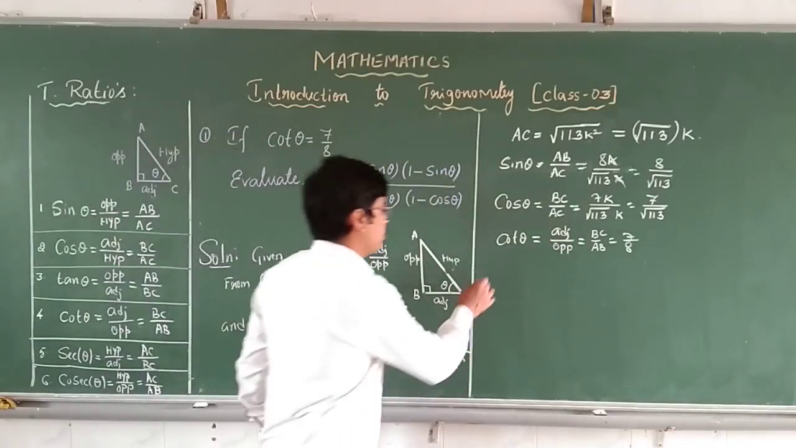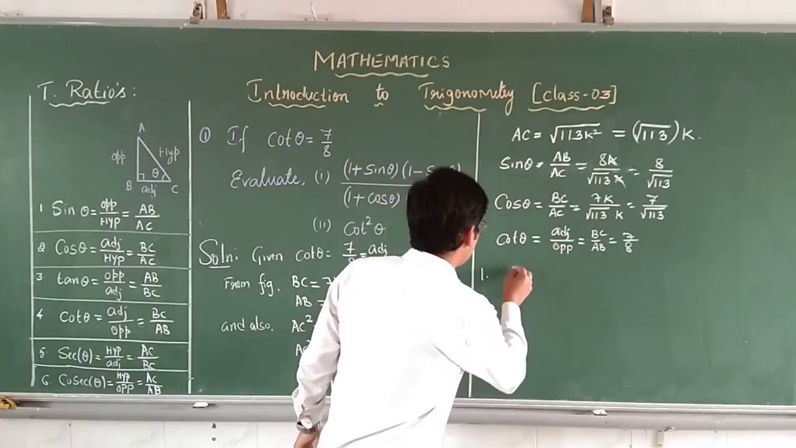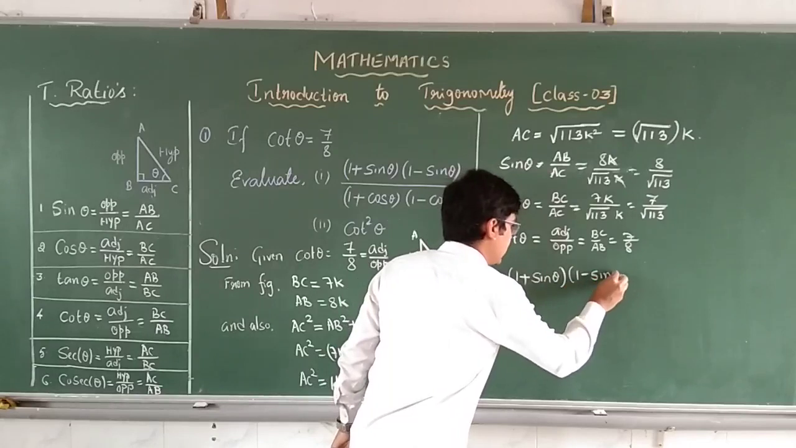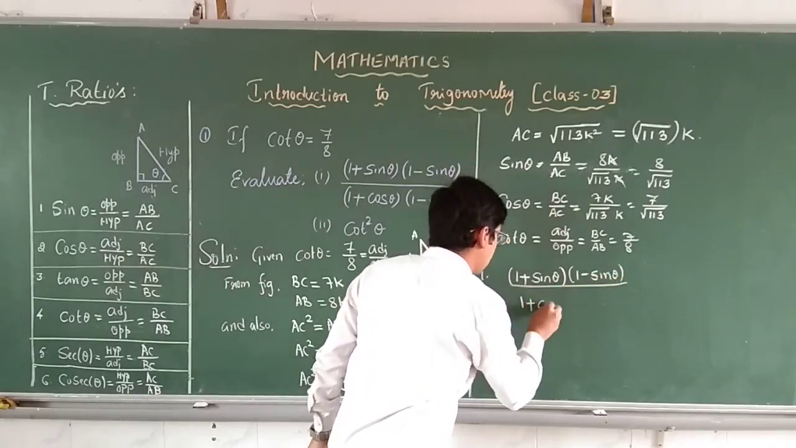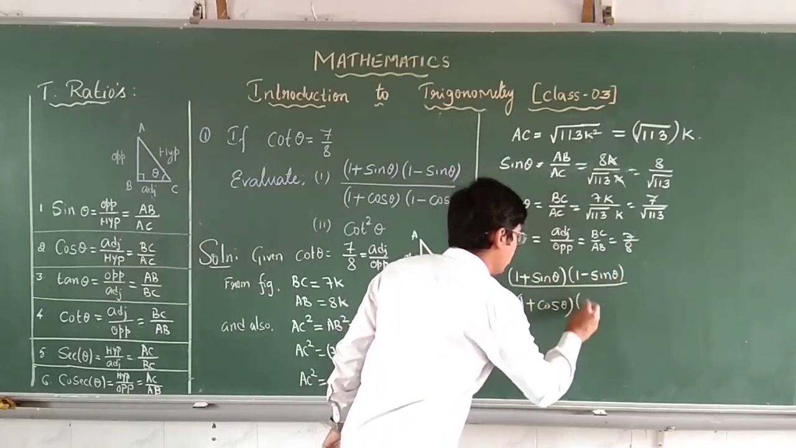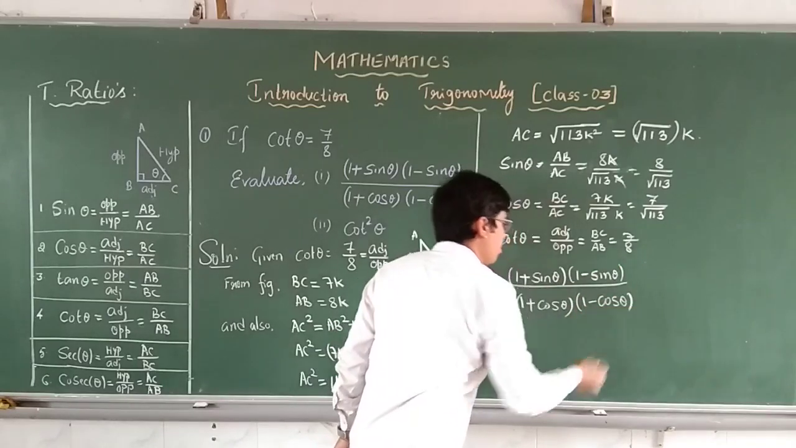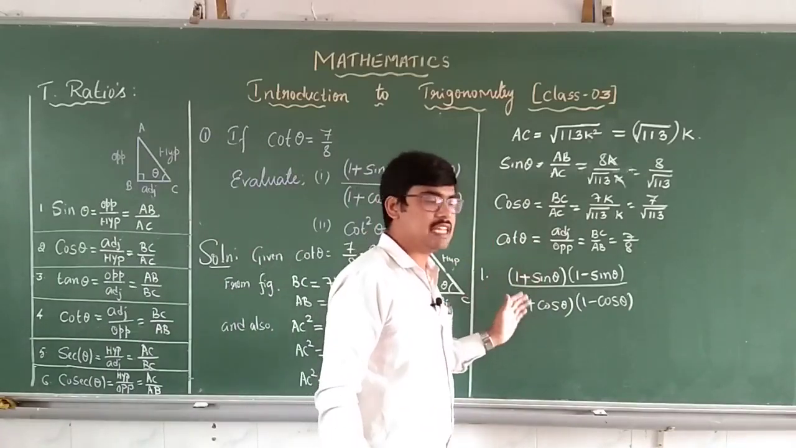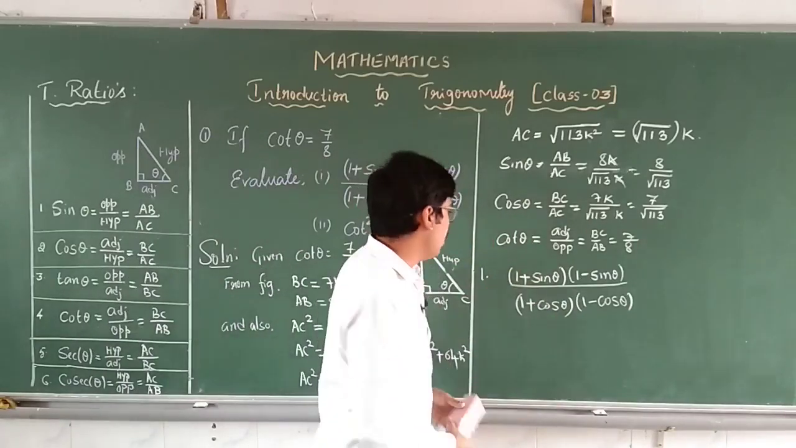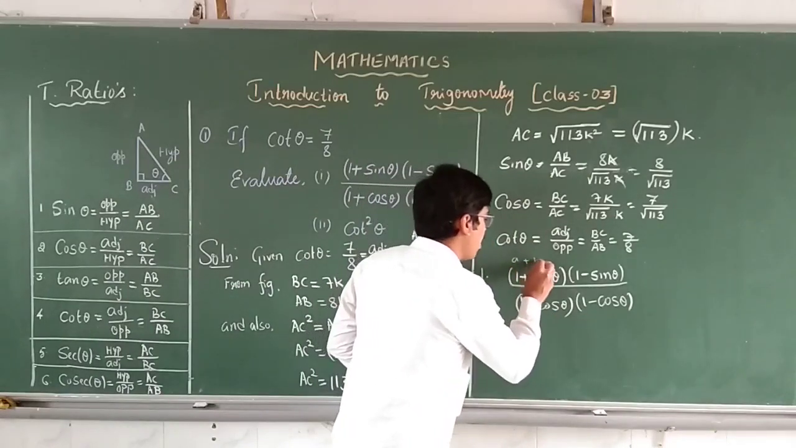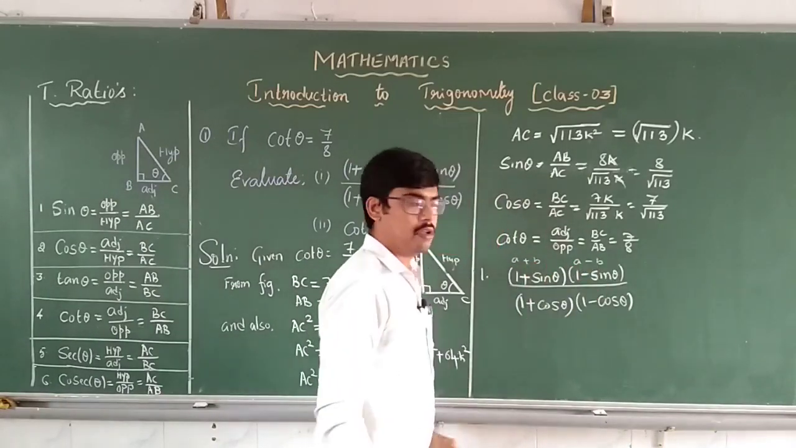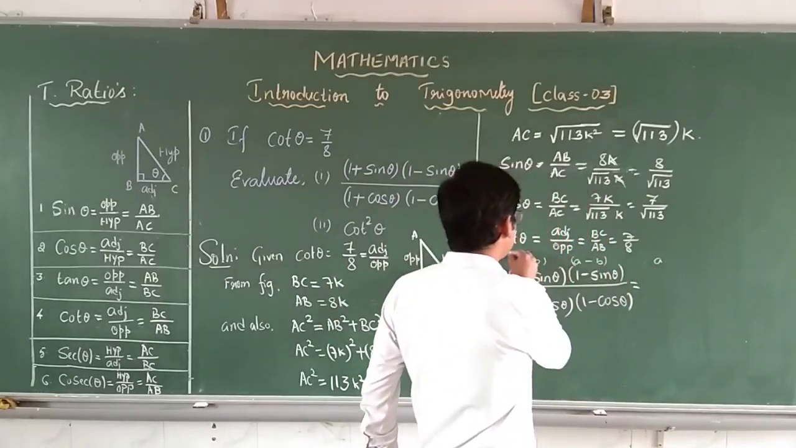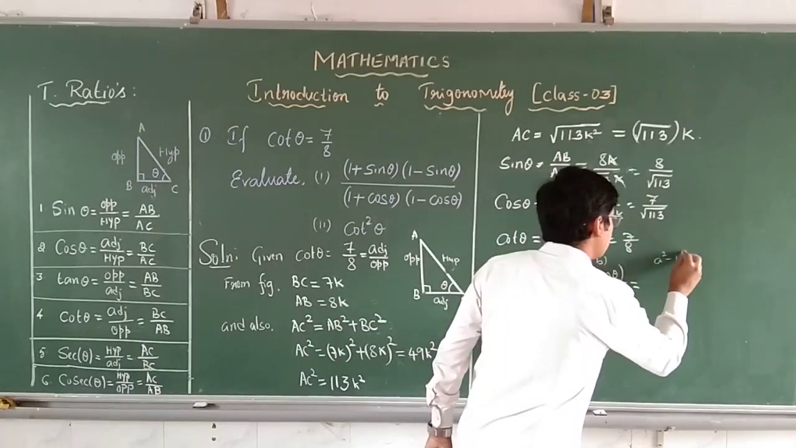Now I will go to the first one. I need to evaluate the product 1 plus sin theta into 1 minus sin theta divided by 1 plus cos theta into 1 minus cos theta. You can substitute directly the sin theta and cos theta here, then we can take the LCM and simplify. Or else we can observe the product is in the form of a plus b, a minus b. The product of a plus b into a minus b is nothing but a square minus b square.